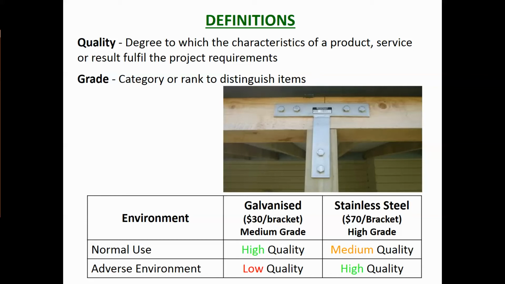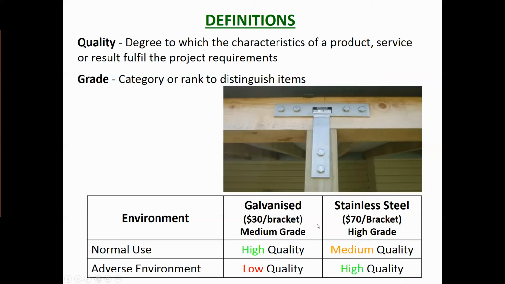So it comes down to the circumstances, the situation in which the product is being used. So if you had just normal use, say for a house inland or something like that, then a galvanized steel bracket would be a high quality product. It would meet the client requirements and it would be at a low cost. Whereas a stainless steel bracket would do the job, but you paid more than what you needed to pay for it. So it's not a high quality solution, it's probably more of a medium quality solution.